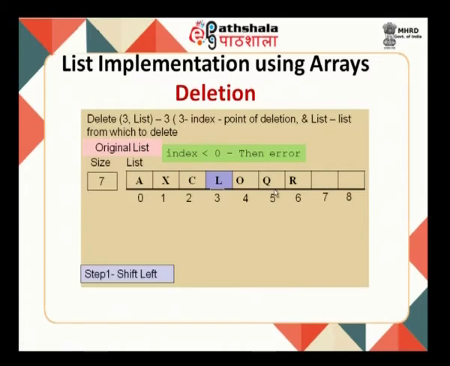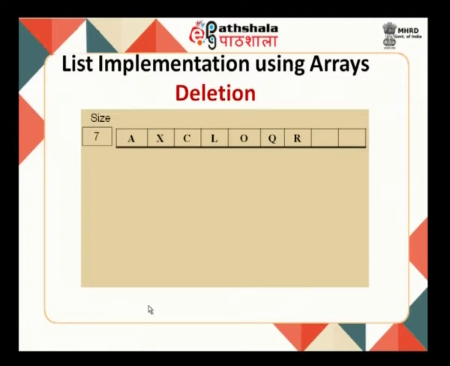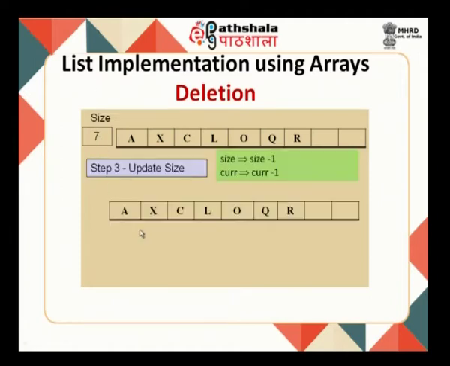Then after that we have to do the shift left. So, you loop until the index item, you have to put into the index whatever is in index plus 1. This 0 you put here, Q here, R here. Now, this L has been deleted. Now, in the next step what you have to do is update the size. So, the size becomes 6 and the current decreases by 1.